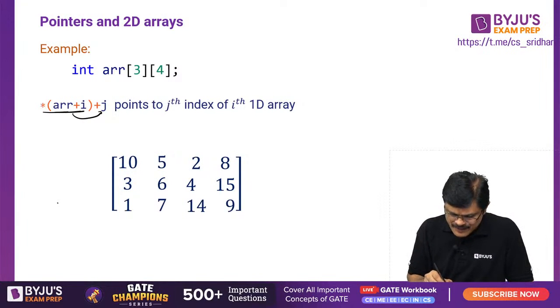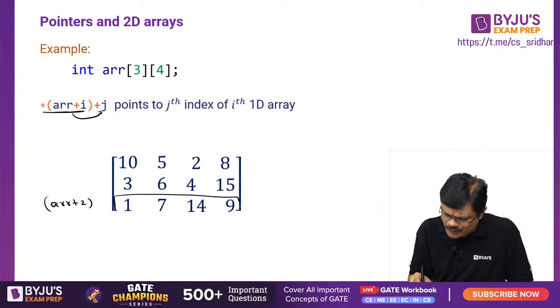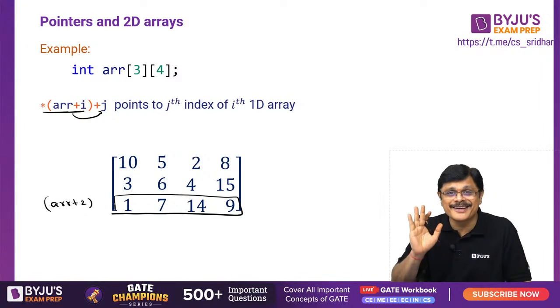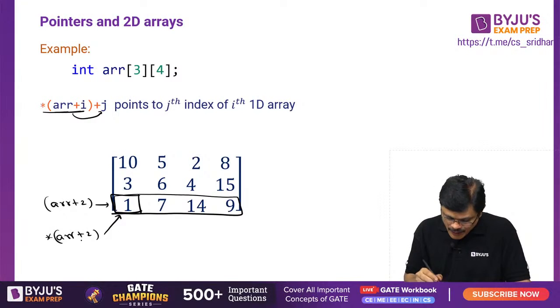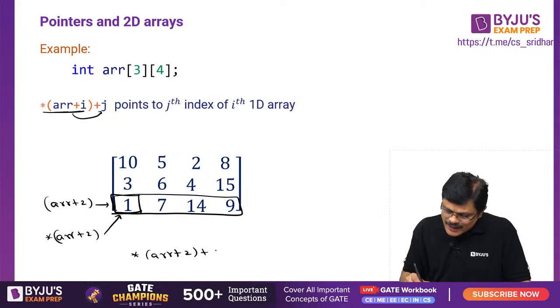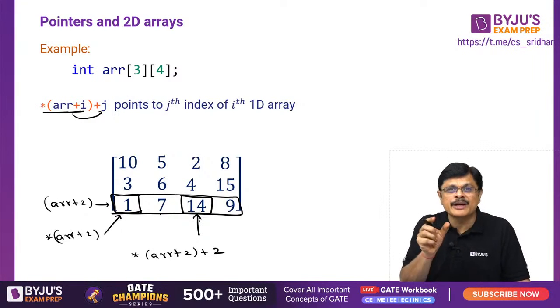For example, if I say ARR plus 2, it refers to this entire 1D array. Now when you say star for this, it refers to the 0th location, not the value, the location. Now suppose I say star ARR plus 2, plus 2 I added. This is 0, 1, 2, so I am referring to this particular location, my dear friends.